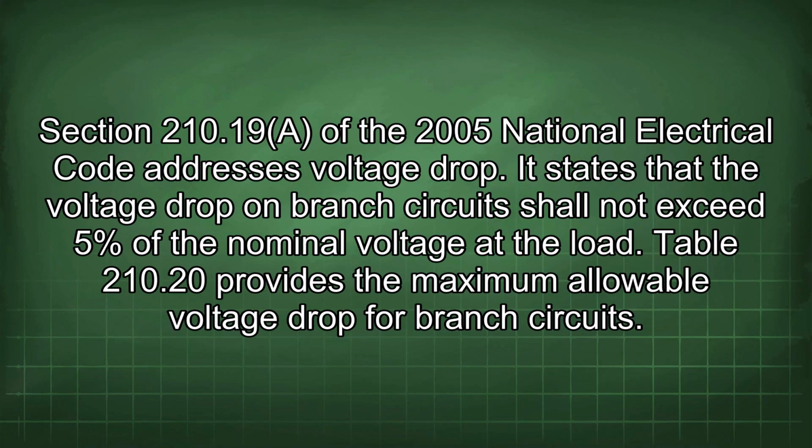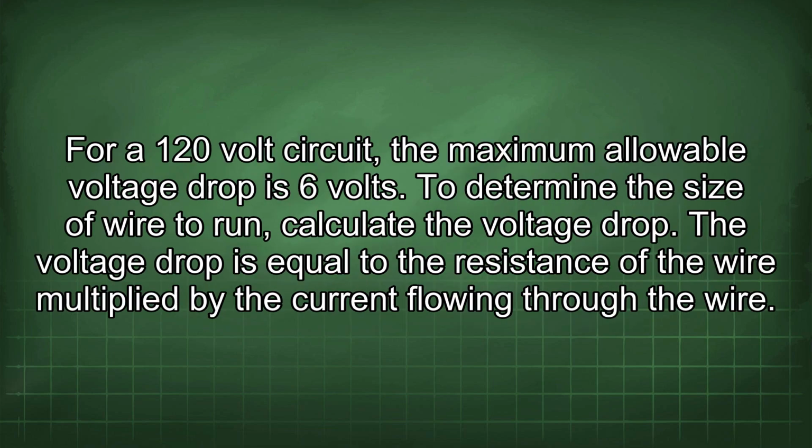Section 210.19 of the 2005 National Electrical Code addresses voltage drop. It states that the voltage drop on branch circuit shall not exceed 5% of the nominal voltage at the load. Table 210.20 provides the maximum allowable voltage drop for branch circuits. For a 120 volt circuit, the maximum allowable voltage drop is 6 volts.